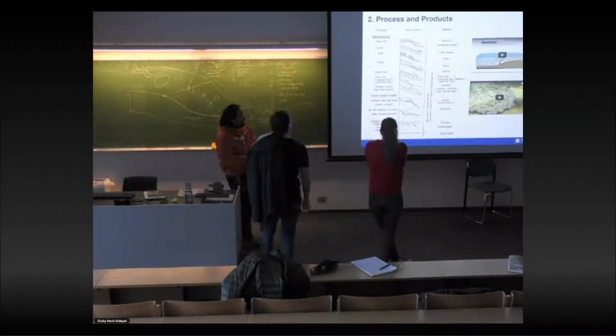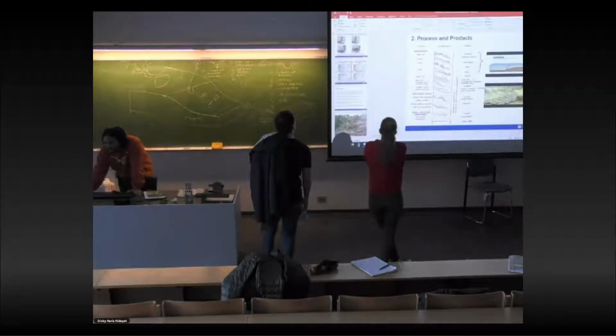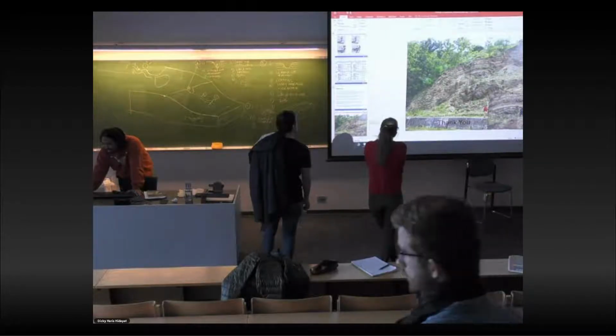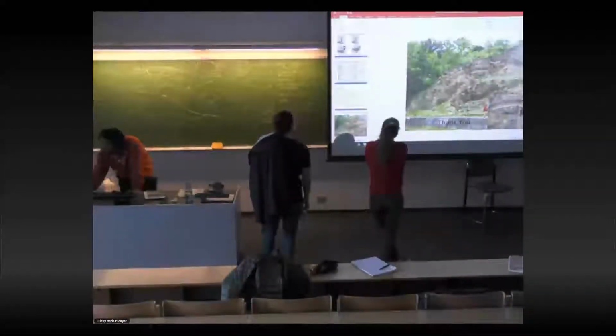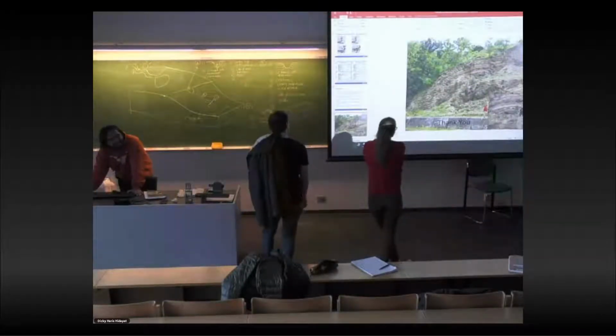I have an example here. This is the slump. So you can trace this layer, and this is the chaotic material inside. But then you can still trace this layer here. So that's a slump.